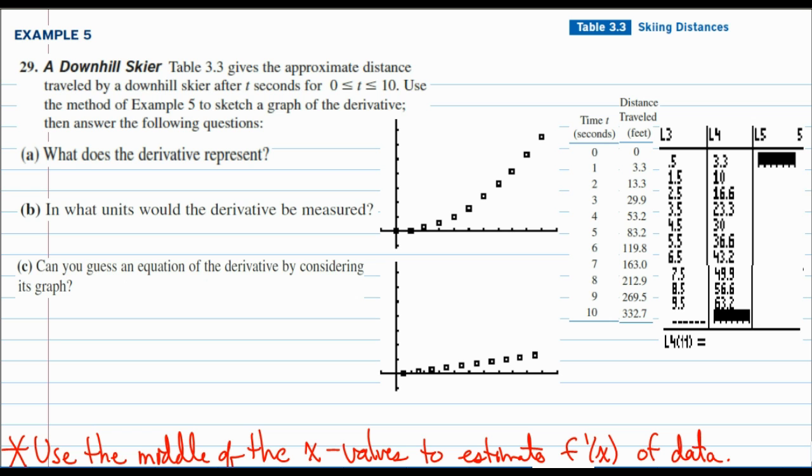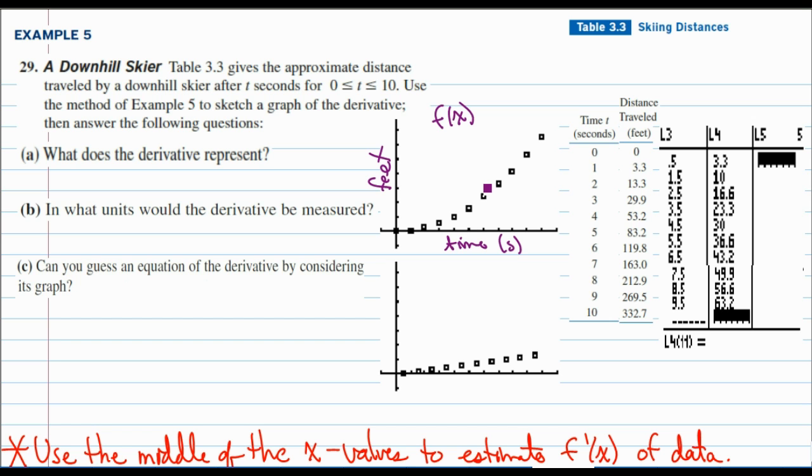So first of all, I wanted to know what the original function looked like. So this is f of x, the skier's distance. So down here is time, and on the side here would be feet. I guess time would be specifically in seconds. So for f of x, I put L1 and L2 to be time in seconds and distance traveled, and I use those exact values. So the derivative, to sketch that, I need to find the slope of each tangent line.